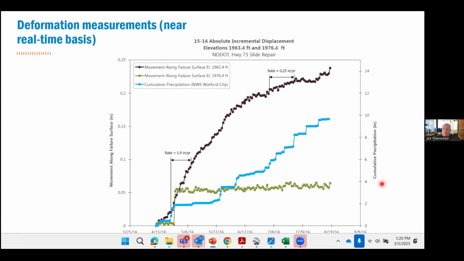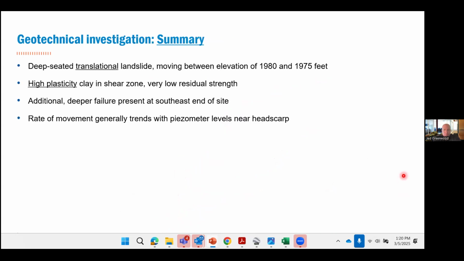Here's another plot, very similar to the one that we just looked at, but it has cumulative precipitation now. So you can see that there's a larger storm event here. There's another one here. It corresponds to a faster rate here. Not a perfect correlation, but there is a correlation between the two.